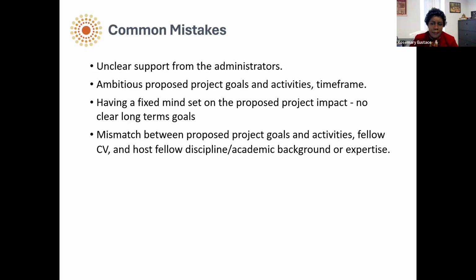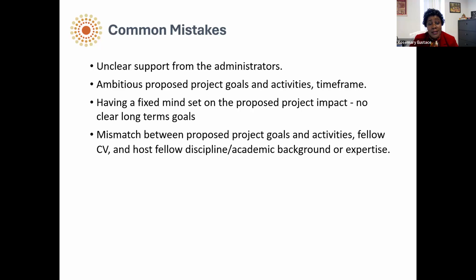So to sum up, I would like to just reinforce some of the things that you need to pay attention to. Common mistakes that a lot of people make that are not successful. It's having unclear support from the administrators. When you look for that reference letter, think about the support. Does it indicate the support? So make sure you communicate your needs and what you're proposing so that it's very clear between you two.